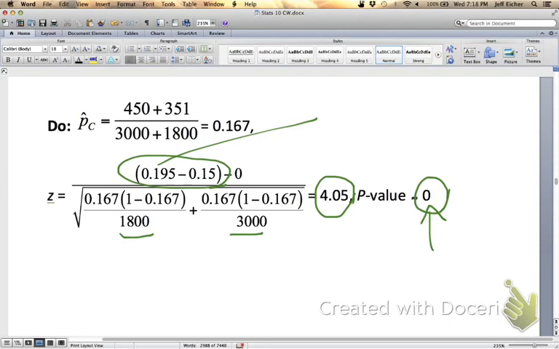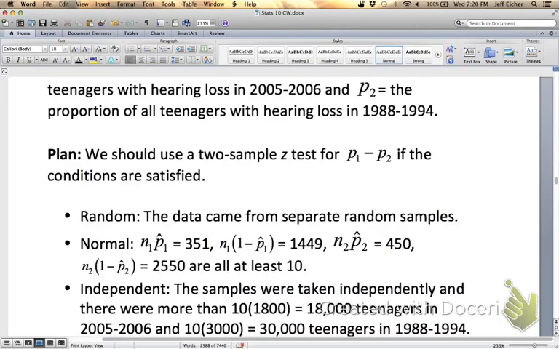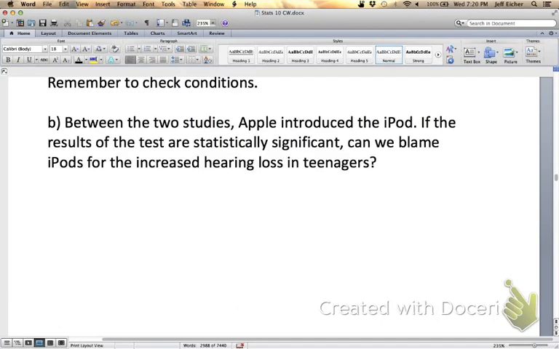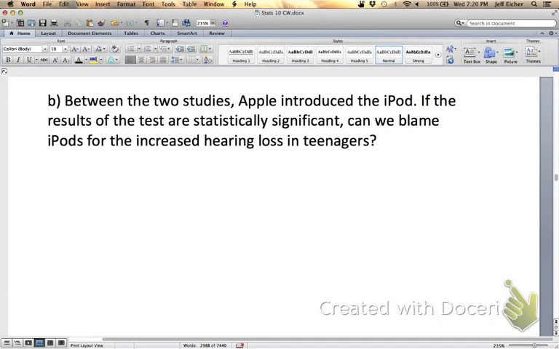This p-value gives us evidence that hearing loss in teens has indeed increased over that 20-year span from 88 to 05. Part B asked about explanation for this. It asked about Apple. Perhaps it's Apple's fault, and we should bring a lawsuit against Apple because it's their fault that teens have increased hearing loss.